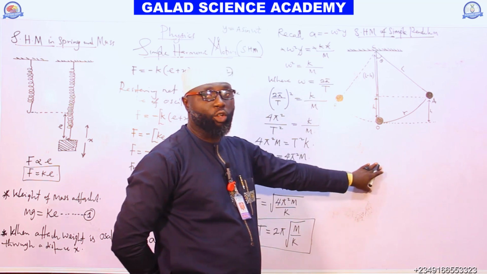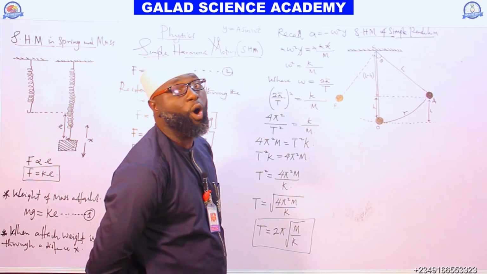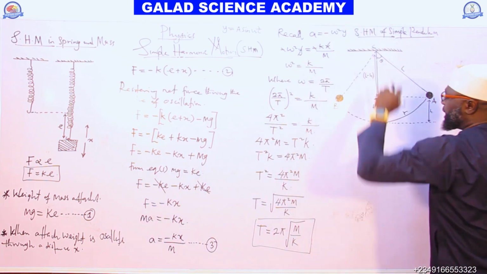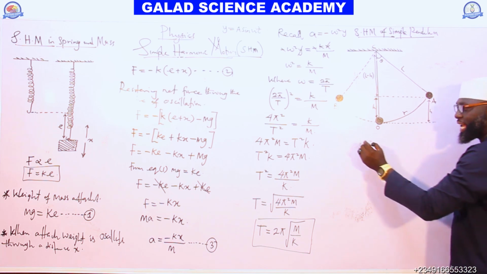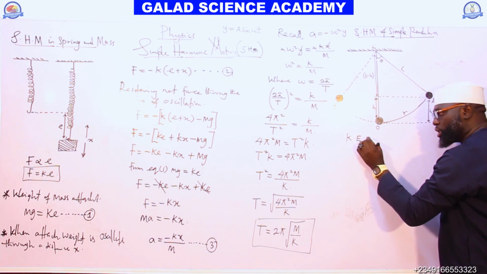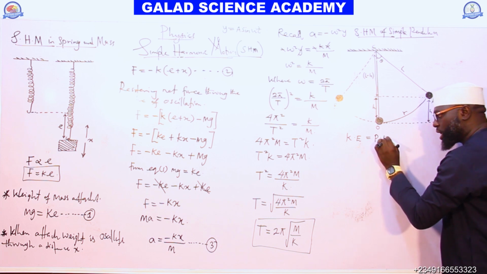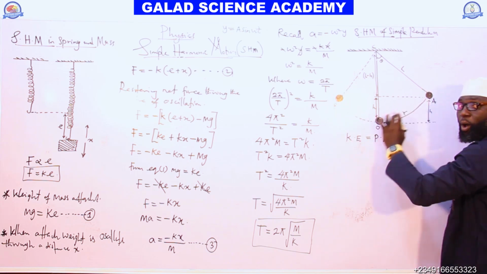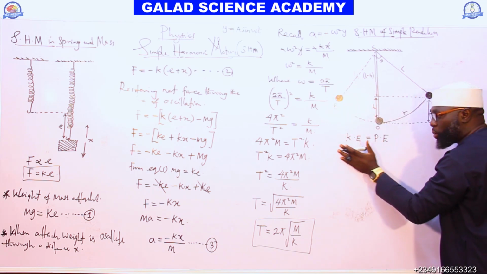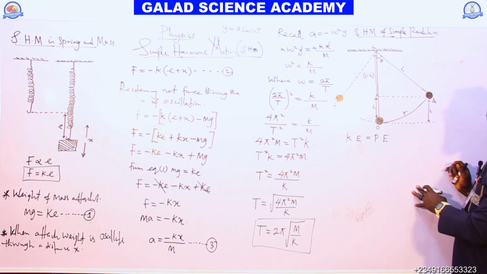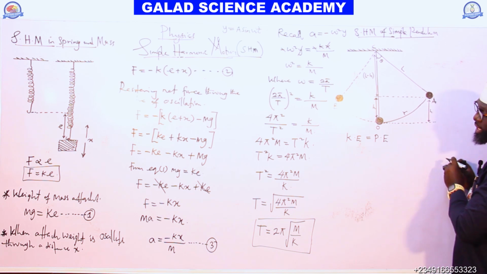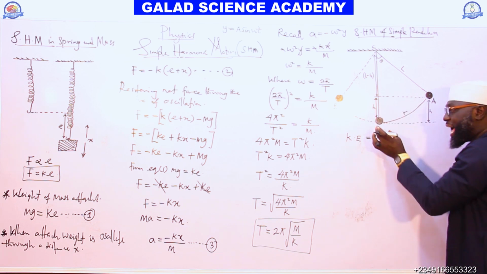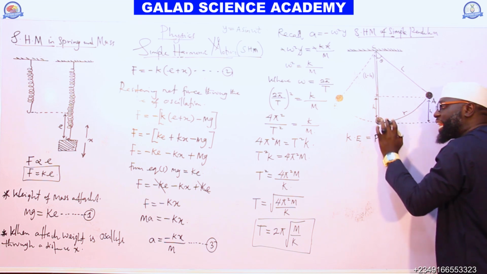undergoes what we call the law of conservation of energy. What is the law of conservation of energy? The kinetic energy of the bulb is equal to the potential energy. So the to and fro movement of the bulb of the pendulum undergoes the conservation law of energy. It changes from kinetic energy to potential energy. At this point, the potential energy is maximum.